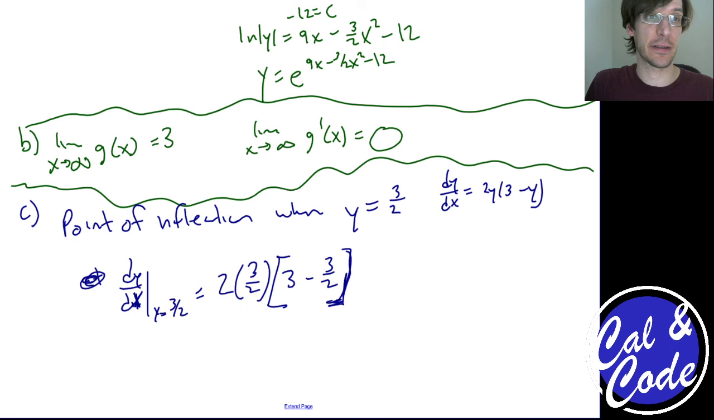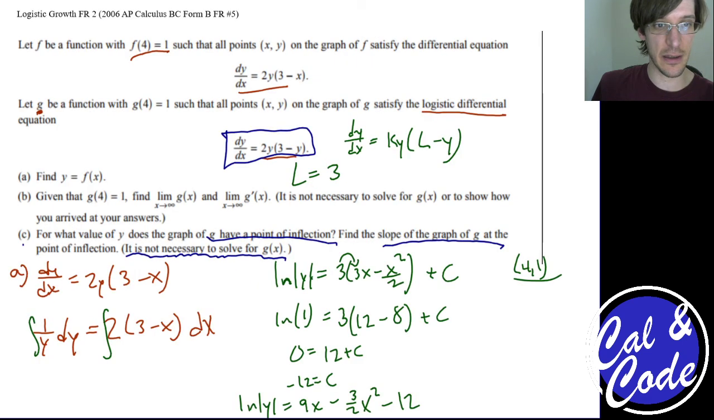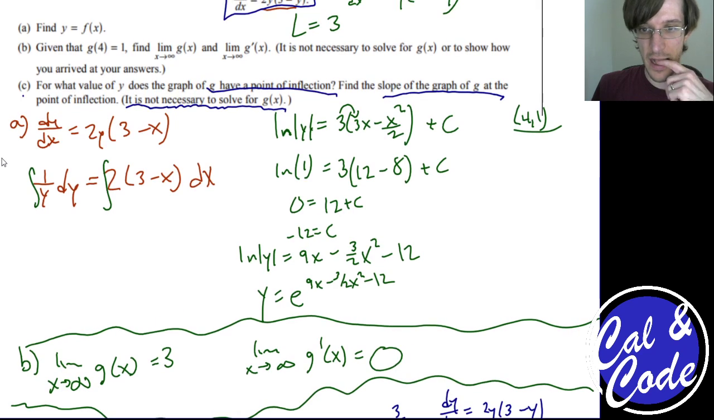This is PC calculus. So let's look at the rubric. Let's see how they scored this thing. 5 points again for our separation of variables, 1 for separating, 1 for getting the antiderivatives, 1 for getting our constant, 1 for using our initial condition correctly, and 1 for getting the solution. Oh, I must have made a mistake in there because I got negative 12, so I must not be able to do basic arithmetic. Let's find out what terrible arithmetic I did.